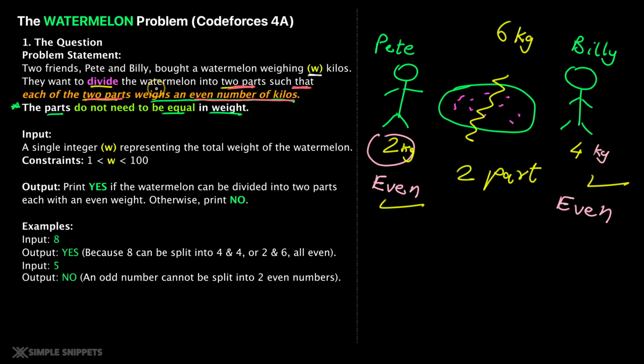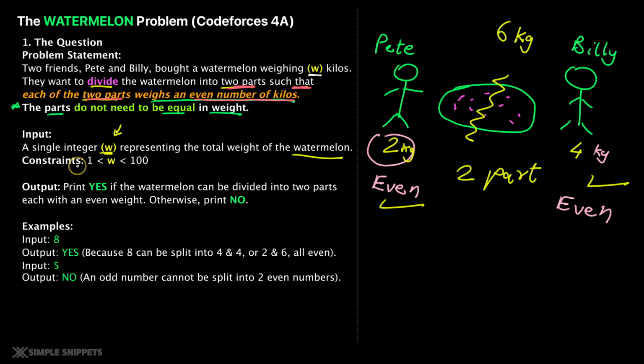What is going to be the output? Can we have an example? Let's see that. So here's an example. A single integer W will be representing the total weight of the watermelon. So this could be our input variable, right? When you're speaking in terms of programming, this could be our input variable.